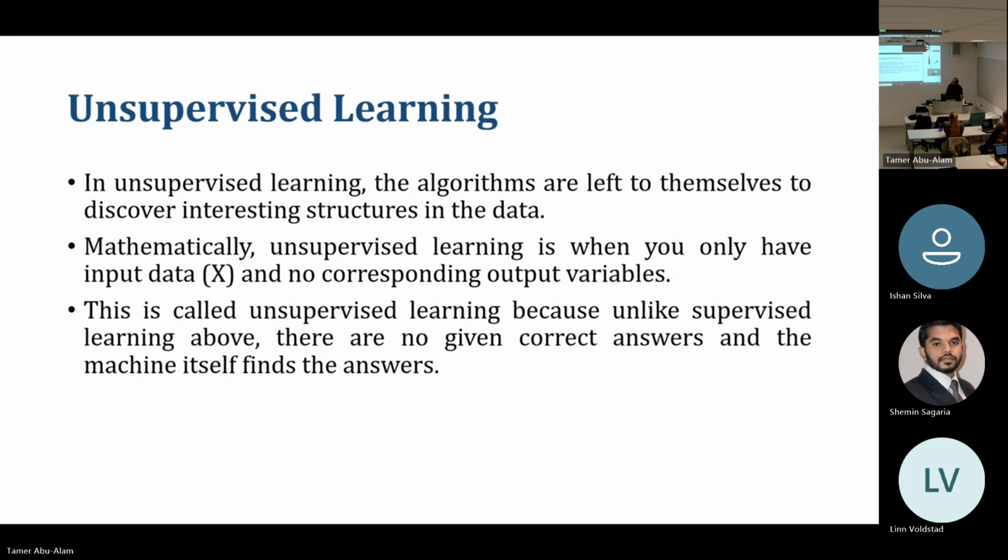Mathematically, unsupervised learning is when you only have input X. There is no Y. If you remember, in the supervised, we have X and Y. Here we have only X. This is called unsupervised learning because, unlike supervised learning above, there is no given correct answer and the machine itself finds the answer. Okay, so in the supervised, you have labels, which is the correct answer.